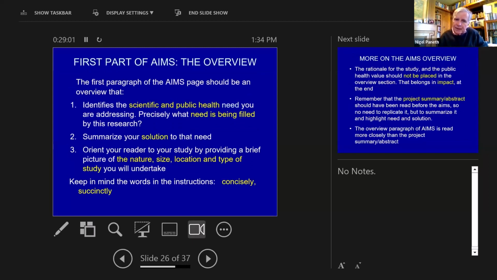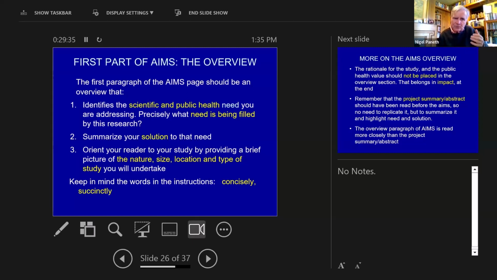So that first paragraph is where you identify the scientific and public health need you're addressing. Now, remember, it's always important to keep in mind that NIH is not NSF. It's not the National Science Foundation. The National Science Foundation banishes the word health. If you use the word health, you can't go to NSF. It's all about the science, but here it's both the science and the impact on health. And so you have to specify the need that's being filled.